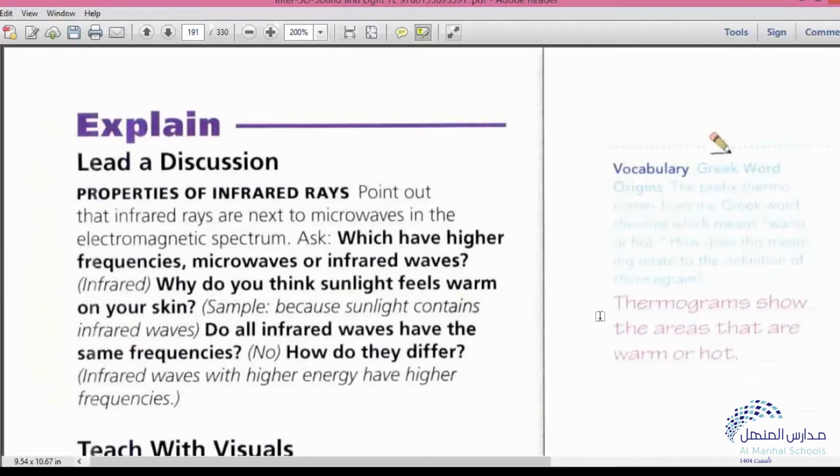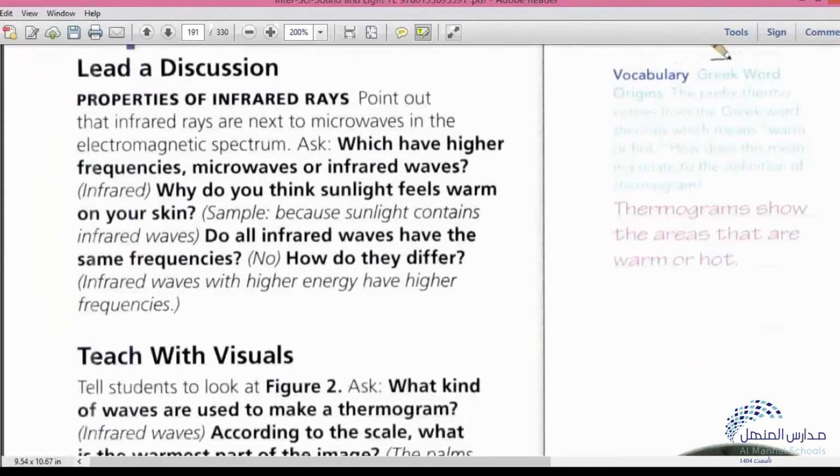What about thermograms and thermographs? A thermograph is a device that uses infrared to picture the variety of temperature. So thermograms show the areas that are warm or hot. Warm appears red, hot appears blue, right?